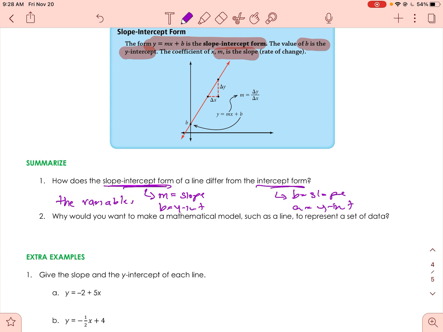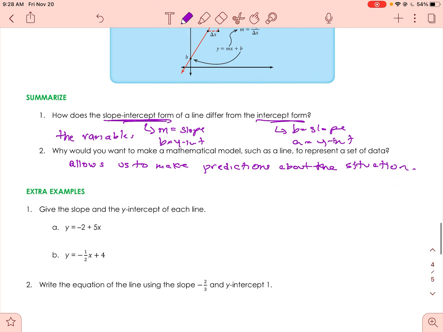All right. Why would you want to make a mathematical model such as a line to represent a set of data? It allows us to make predictions about the situation.